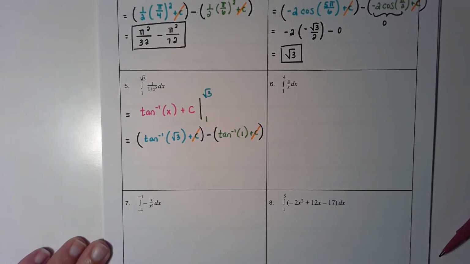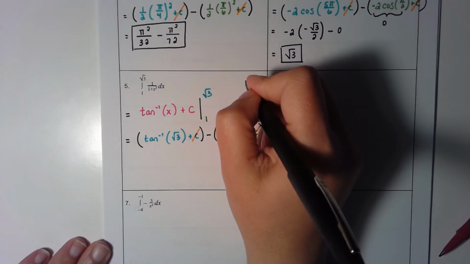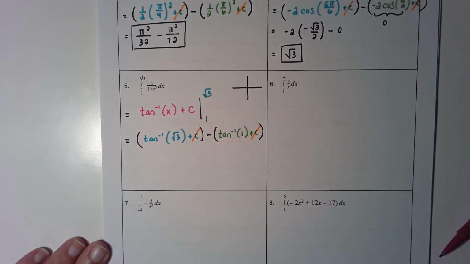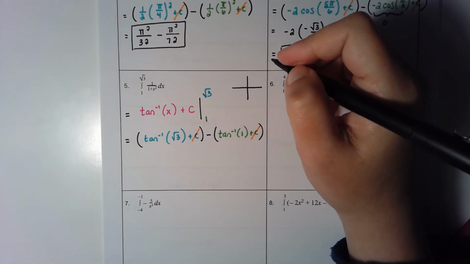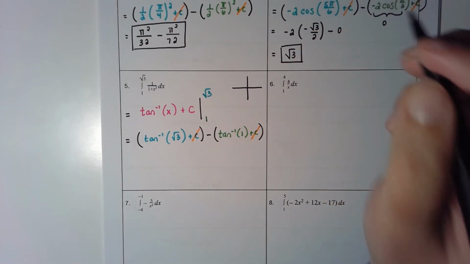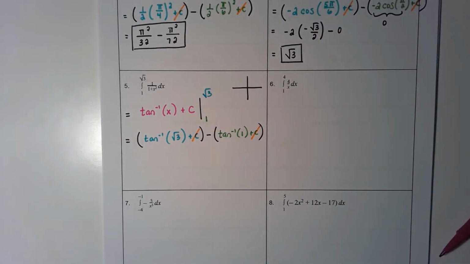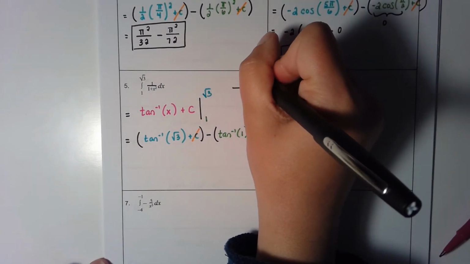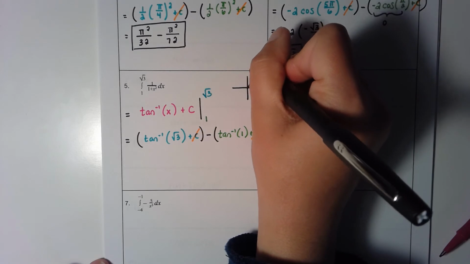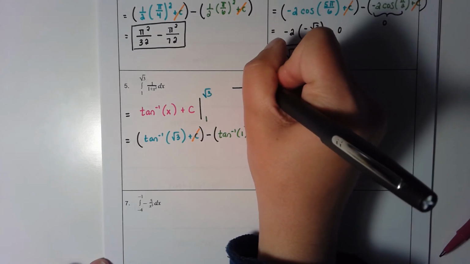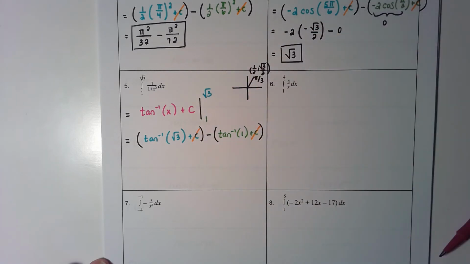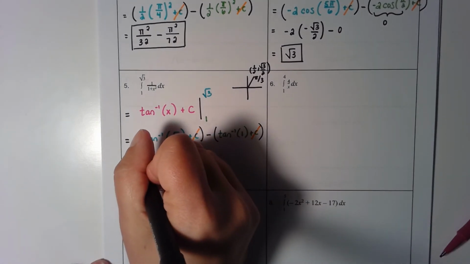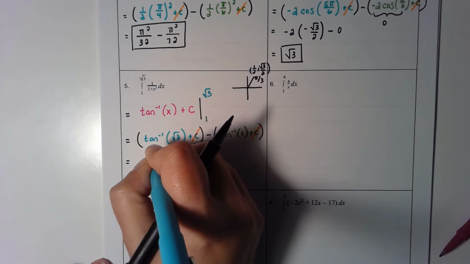And so now I need to evaluate inverse tangent of square root of 3. Now, inverse tangent has a domain restriction where it's only in the first and fourth quadrant. And so inverse tangent is going to be square root of 3 when the y value is the square root of 3 and the x value is 1/2, which is right here, which is at pi over 3. So my inverse tangent of square root of 3 would be pi over 3. There we go.